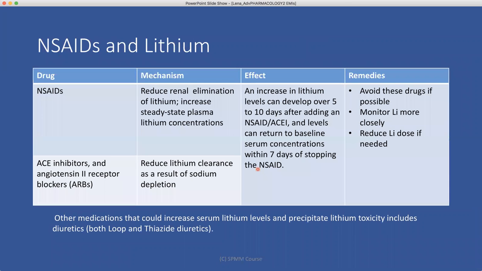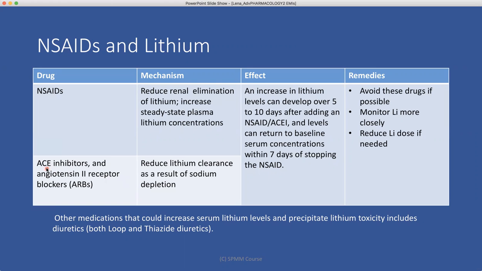Now, as you know, NSAIDs and lithium interact with each other. NSAIDs can reduce the renal elimination of lithium. This can increase the steady-state plasma lithium concentration, which means the risk of lithium toxicity is higher in patients taking NSAIDs. This usually happens over 5 to 10 days after adding an NSAID or an ACE inhibitor.